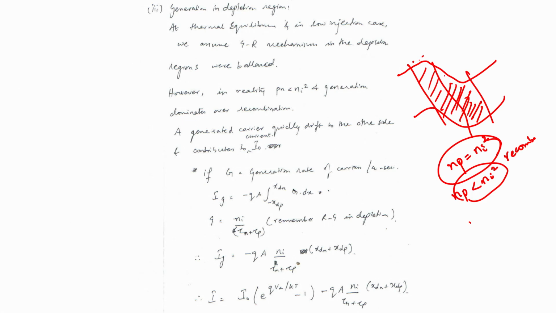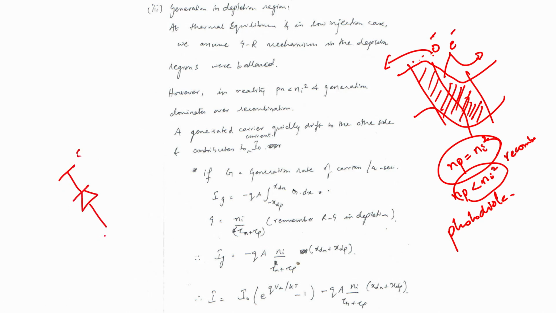Whatever carriers are generated here, so let us say you generate an electron and a hole, this electron would quickly run downhill to the other side and the hole will quickly run uphill to the other side. This mechanism is the key to the operation of something called a photodiode. If you want to sense light, particularly low levels of light, what we do is we reverse bias the PN junction diode.